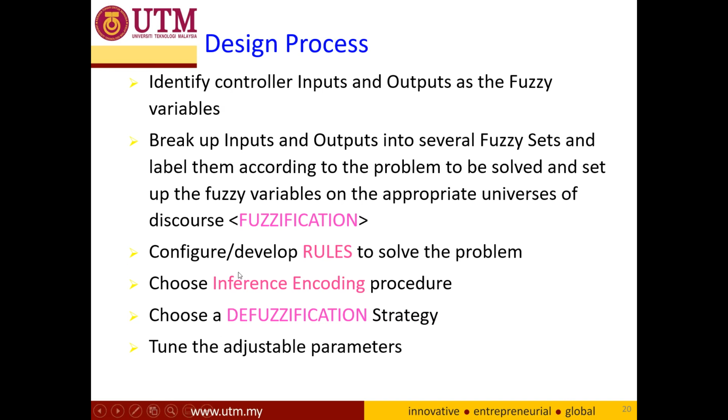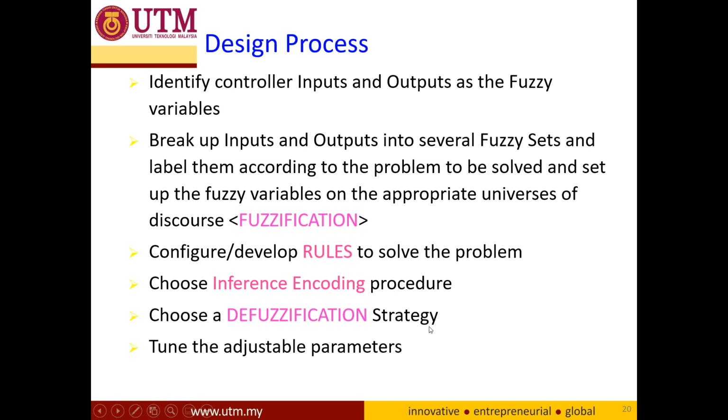We have to configure or develop rules to solve the problem in terms of if-then statements. You have to choose an inference encoding procedure. What is inference encoding? We will look at this later. If you remember from module 2, we had these fuzzy composition operations, right? Max-min, max-product. Those are the inference encoding procedures. And finally, we have to choose a defuzzification strategy.